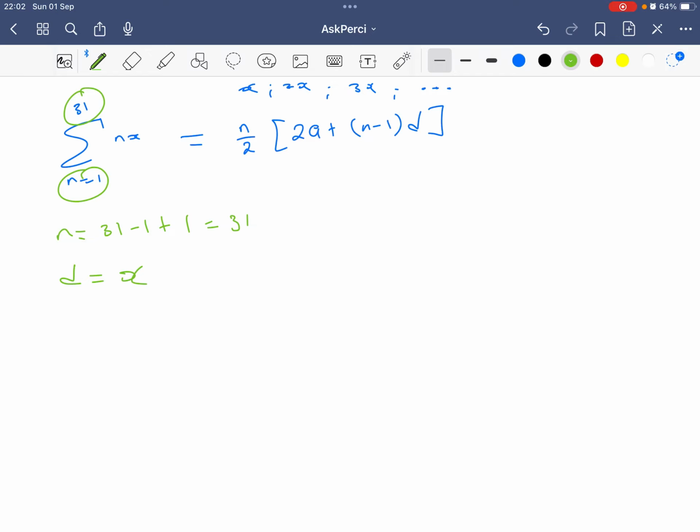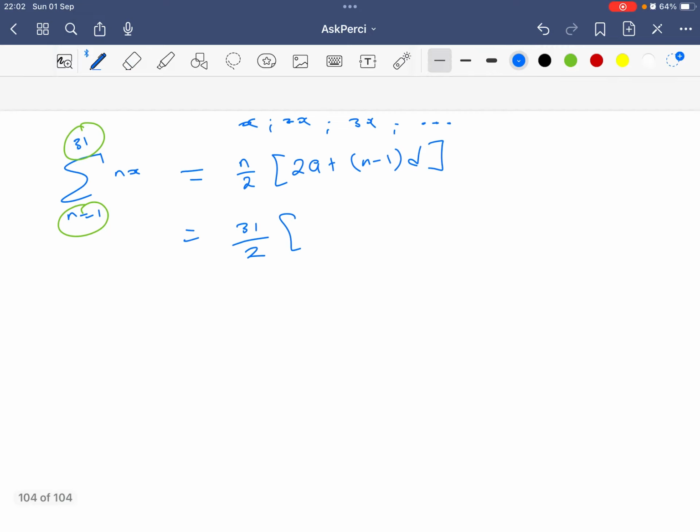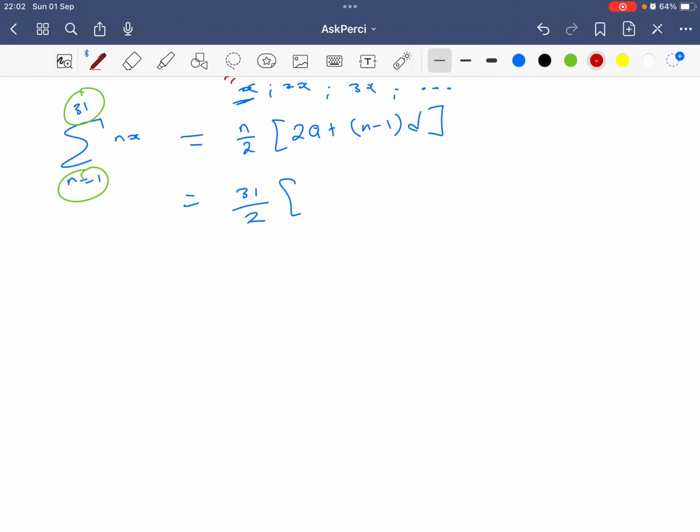Okay. So d is x, n is 31. Right, so we got 31 over 2. And your first term, this is T1, this is T2, this is T3. So your first term is x. So 2x, 31 minus 1 times d. d is x. So 31 divided by 2 is 15.5.